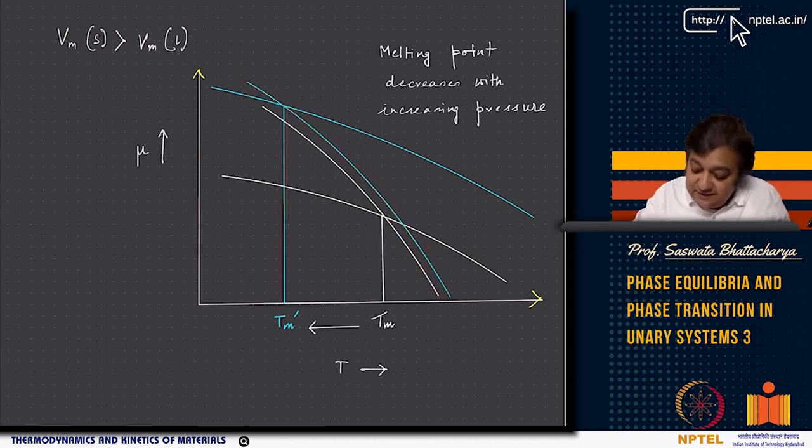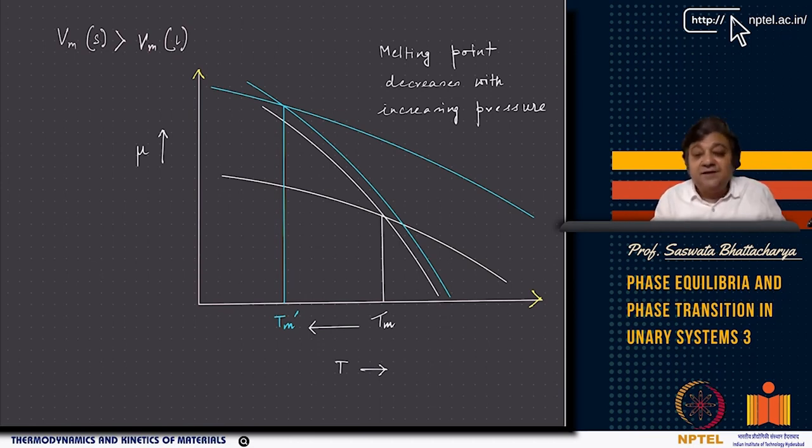If the pressure is increasing this way, then at each temperature, del mu del P will give a much smaller rise for the liquid than for the solid. Now if you look at the intersection, the original intersection was at this temperature, and now it has shifted to this temperature when there is an increase in pressure. So if the molar volume of the solid is greater than that of the liquid, then the melting point is depressed, or decreases, with increasing pressure. If I apply more pressure, the melting point will decrease, right?